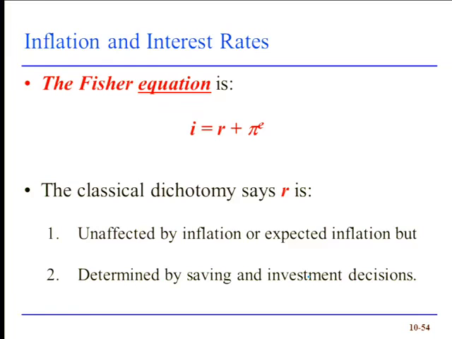Now, if we take the Fisher equation and we invoke the classical dichotomy, remember, nominal variables don't affect real variables, then the real interest rate should be unaffected by either actual inflation or expected inflation, both of which are nominal variables. So using this, we can think about the real interest rate as being fixed, determined by our saving and investment decisions. So now we can see that any changes in expected inflation should be matched pretty closely one for one with changes in the nominal interest rate.